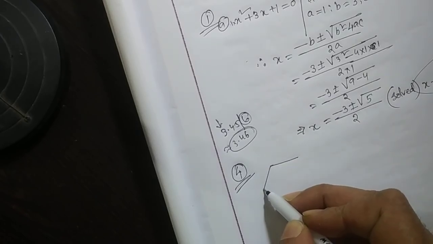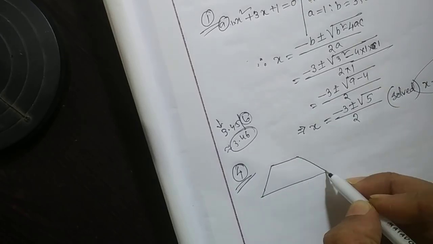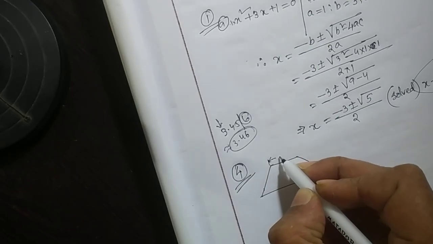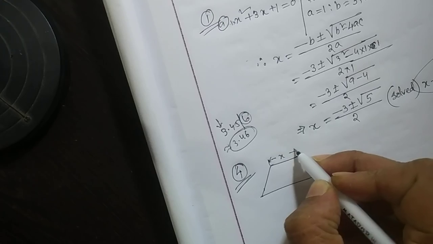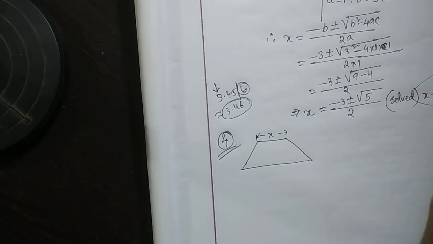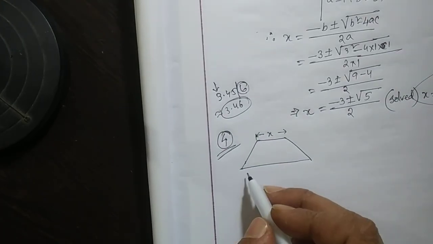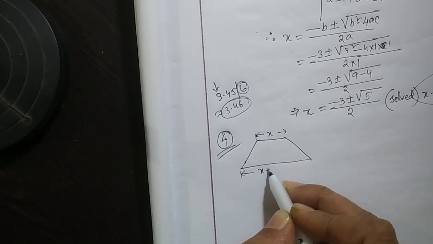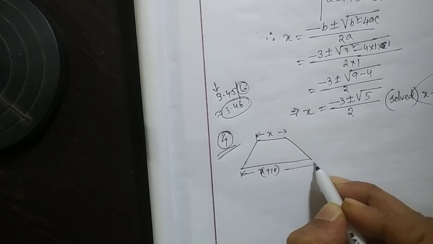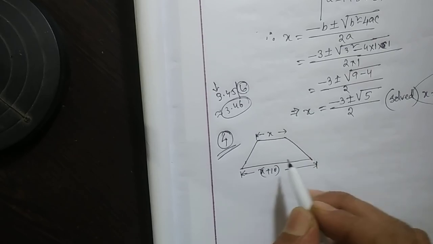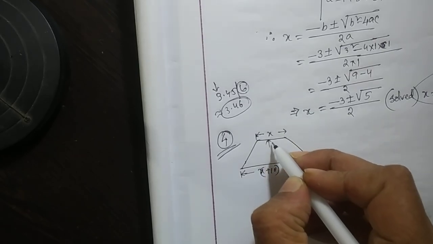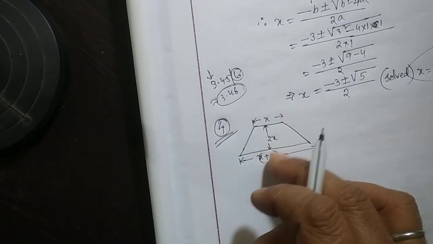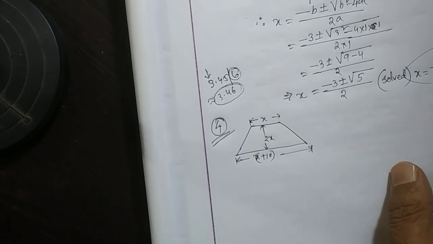Suppose, what is a trapezium actually? A trapezium is a quadrilateral where 2 sides are parallel. Here, the top side is x, the base is x plus 10, all units are in meters, and the perpendicular height is twice x meters. I am not putting the units here, you can take it.